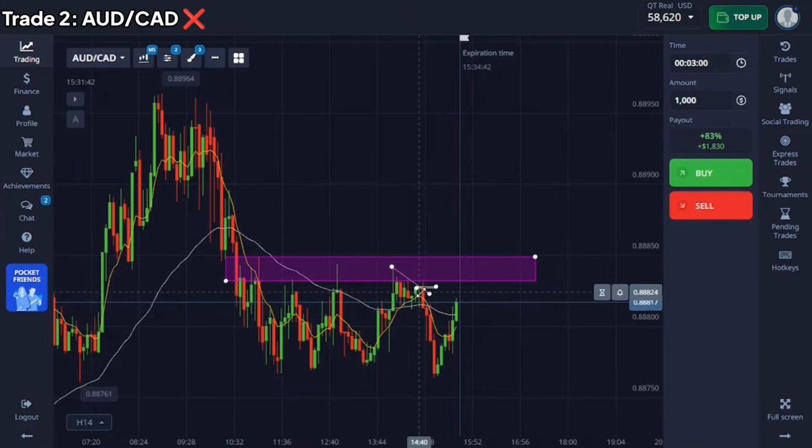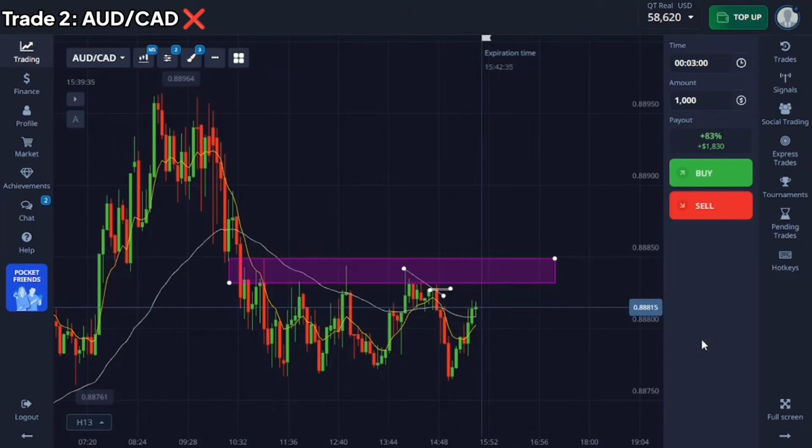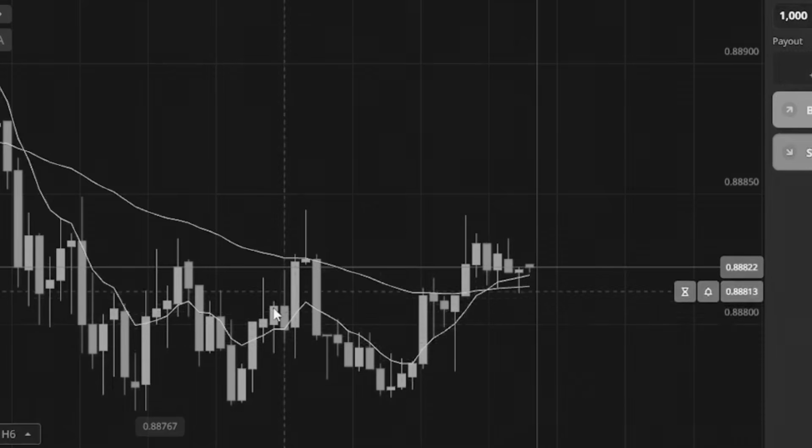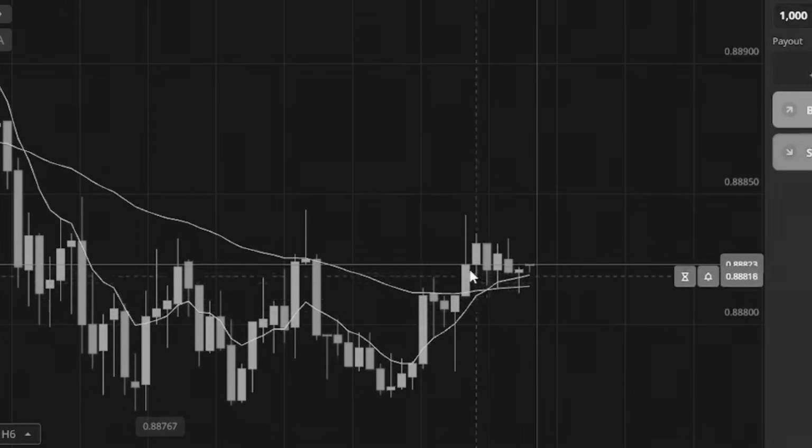A supply zone, whatever you want to call it. And I can't believe I made this mistake live. I can't believe I didn't see this. Price is looking like it's starting to reverse here. Okay, the 80 EMA has crossed above the 50 EMA, and price is going to start moving up here.